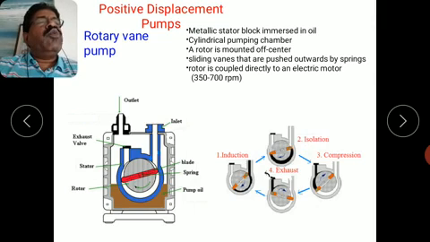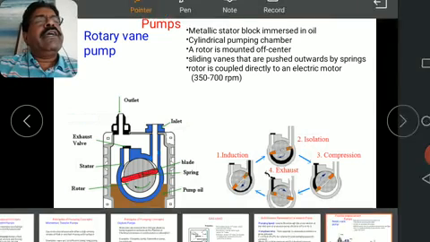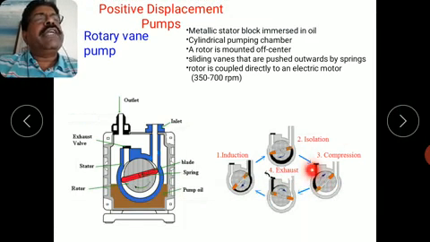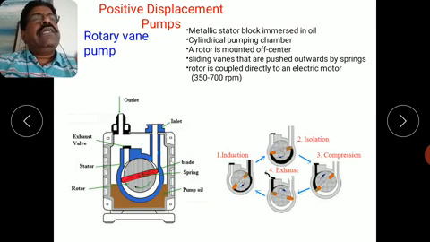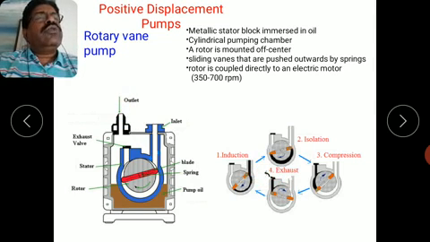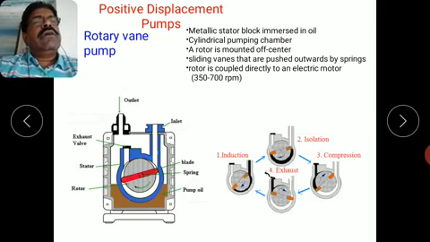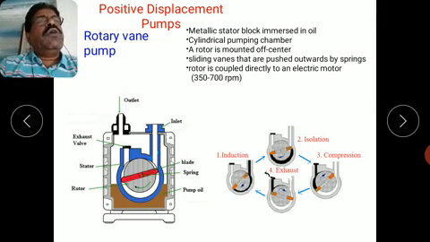Further, when the vane moves here, what will happen now? The gas molecules which are trapped here will now be forced in this direction. So this is a compression step, or this is the process of compression. And with further movement of the vane or blade, this will create a very large pressure, so that the exhaust valve will open here and the gas molecules will be thrown out through the outlet. So this is the entire cycle. You can see how this rotary vane type of pump works.